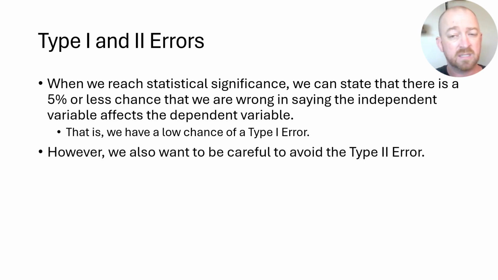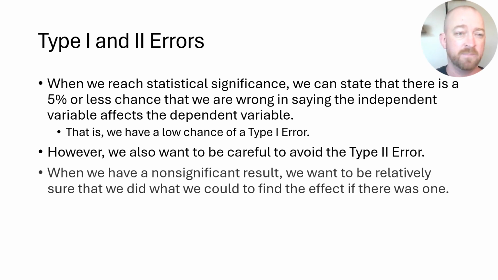Once again, the type 2 error is a false negative. It's when you say these two things aren't related, but actually they really are, and you just didn't know it or you weren't able to find that with your research design. So when we have a non-significant result, we want to make sure that that really is true, that these two things actually didn't affect each other. That would be a big mistake and a problem and potentially cost lives if we said that these two things aren't related and in reality they are.